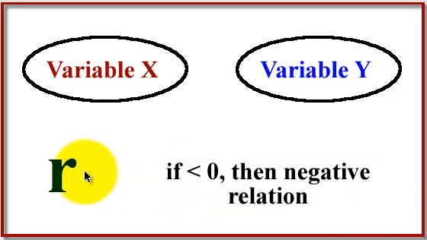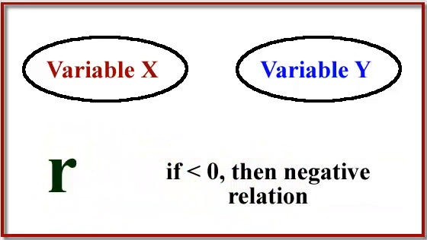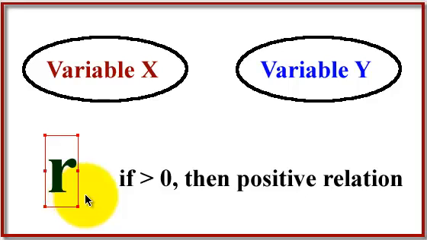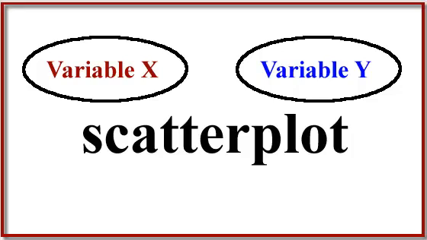If r is a negative number, less than 0, that means you have a negative relation. So when one value goes up, the other one goes down, or vice versa: when one value goes down, the other one goes up. If r is positive, greater than 0, that's a positive relation. What that means is when one value goes up, the other goes up, or when one value goes down, the other goes down. They both go in the same direction. That's called a positive correlation. And don't forget about your scatter plots. They're all connected, correlations and scatter plots.